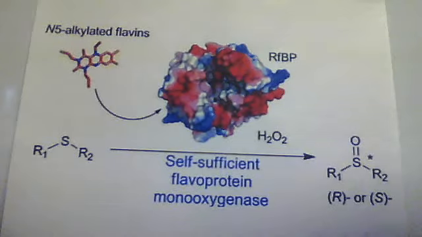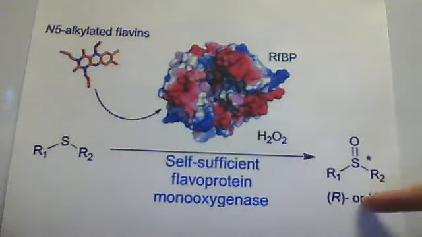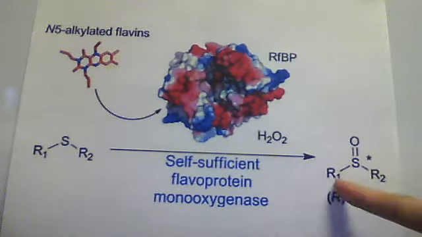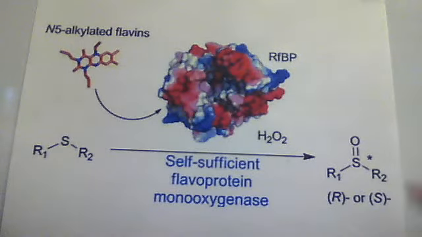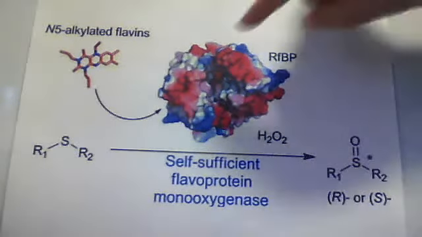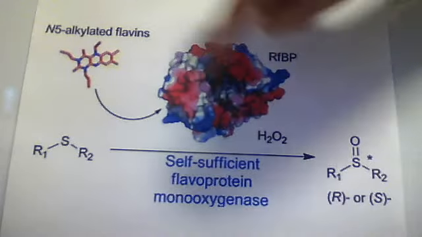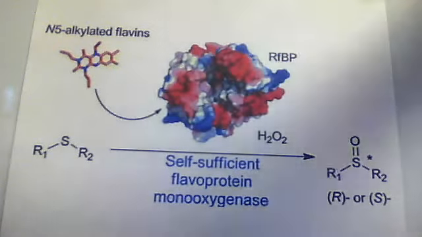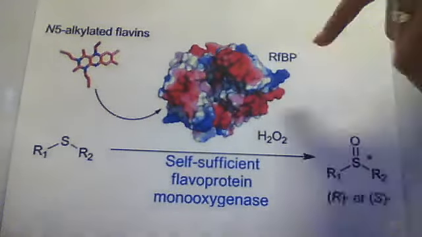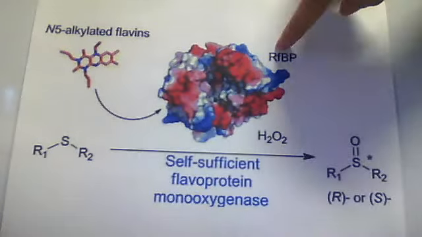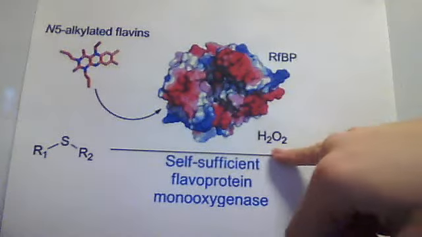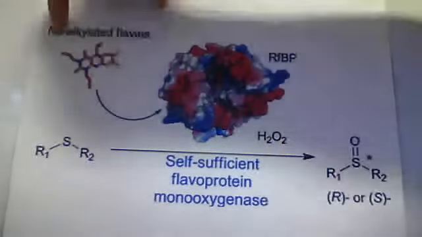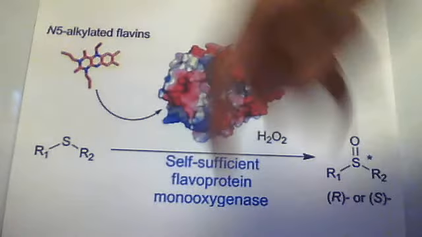My picture shows the R groups right here, R1 and R2, that are discussed in the table, and this is the self-sufficient flavoprotein monooxygenase. Here is the riboflavin-binding protein, and here is hydrogen peroxide and the N5-alkylated flavins.